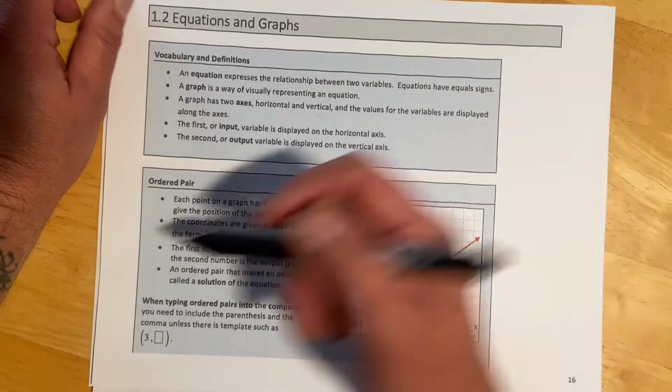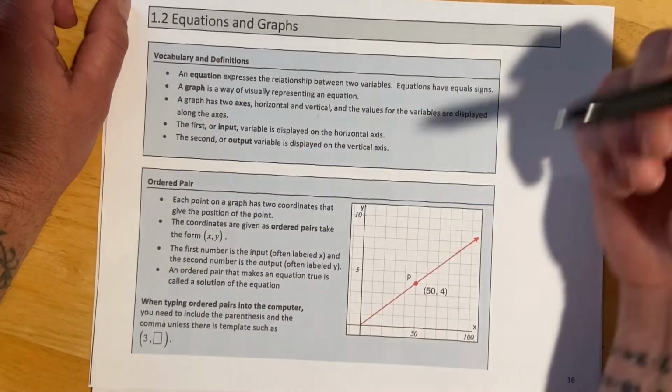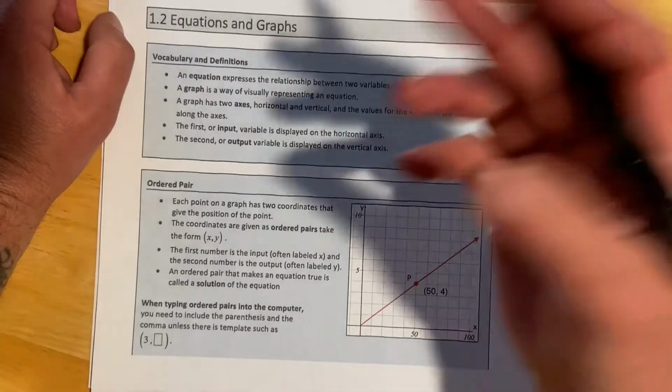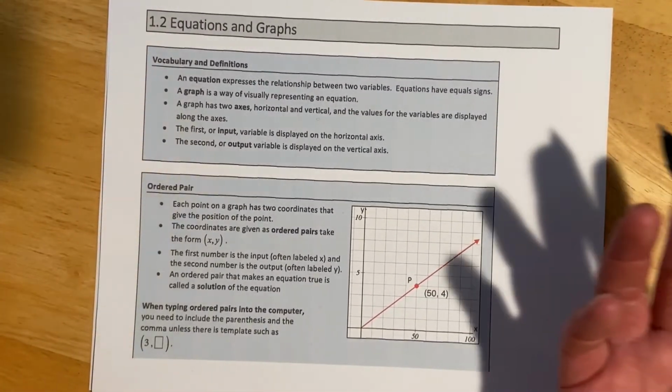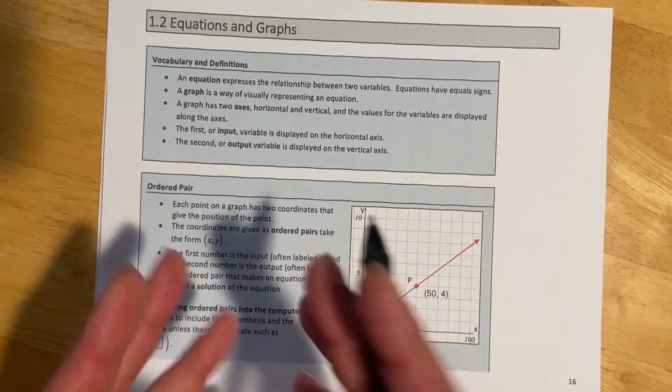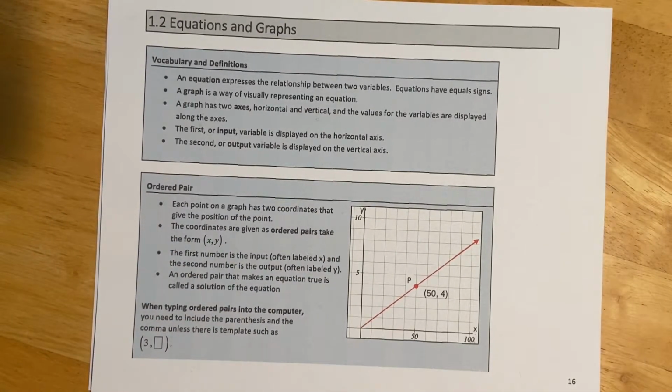First off, what is an equation? An equation expresses a relationship between two variables. Equations are going to have equal signs. Expressions don't have equal signs. So expressions we end up simplifying. Equations we can actually solve for a value.